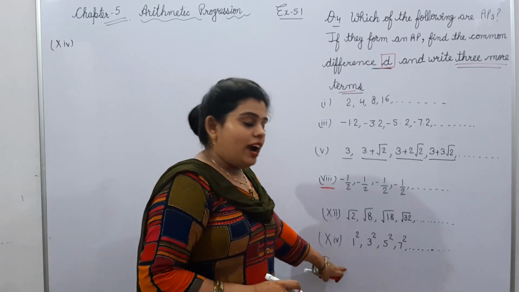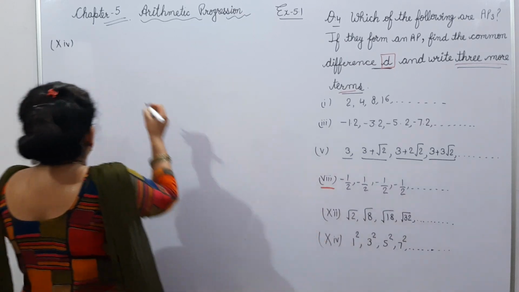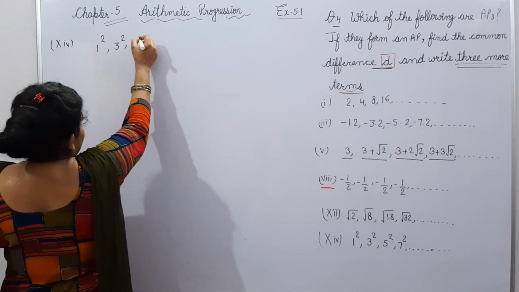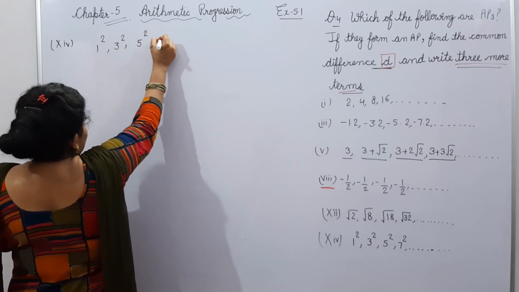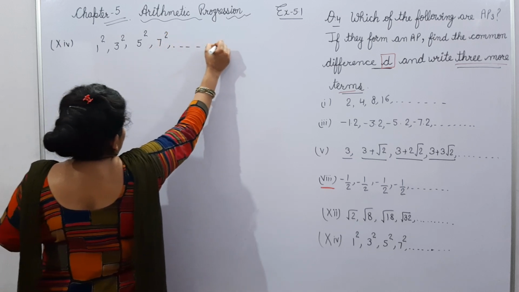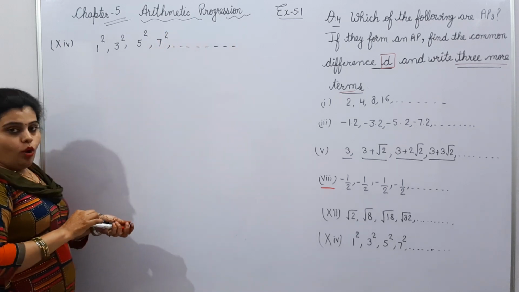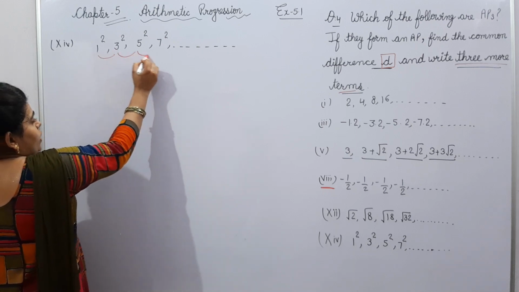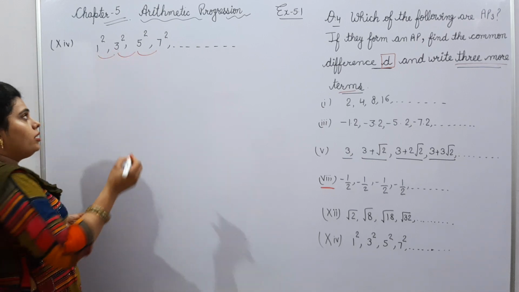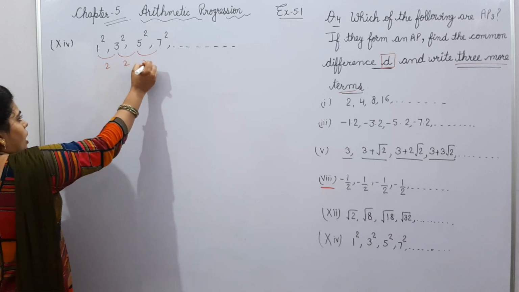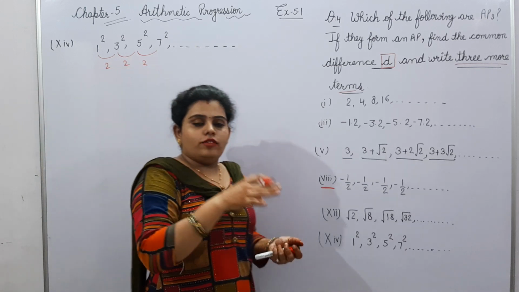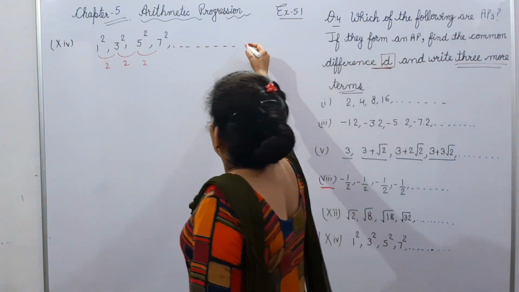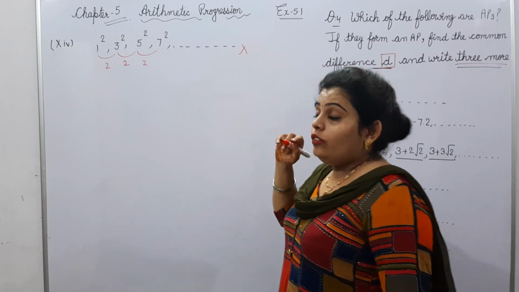Now 14th part of this question. What is given? 1 square, 3 square, 5 square, 7 square and so on. Beta, if we observe these things, means these base 1, 3, 3, 5, 5, 7. इनमें तो डिफरेंस हमें कितना मिल रहा है? 2. अगर हम सिर्फ बेस की बात करें 1, 3, 5, 7, यहाँ से हमें डिफरेंस कितना मिला? 2. But this will be wrong. What we have to do?